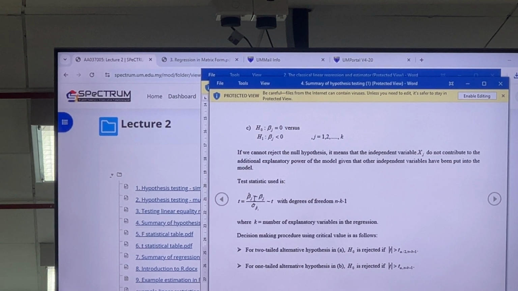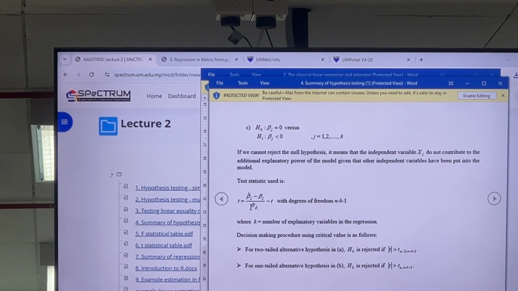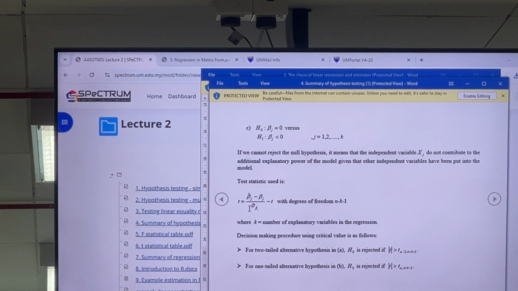Okay, recall the formula that we use to calculate the t-statistic: the estimate of the coefficient minus the hypothesis value, divided by the standard error. The presence of multicollinearity will make the standard error larger. Perfect multicollinearity, we will not be able to estimate.